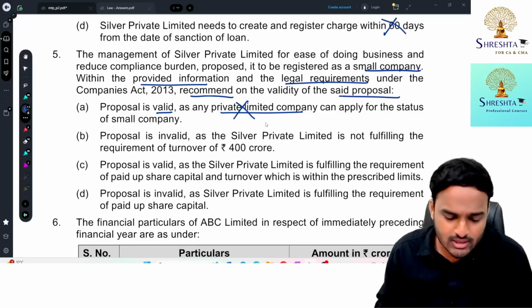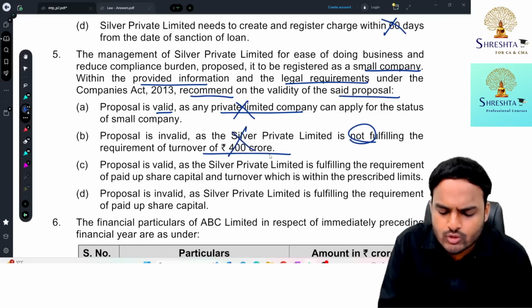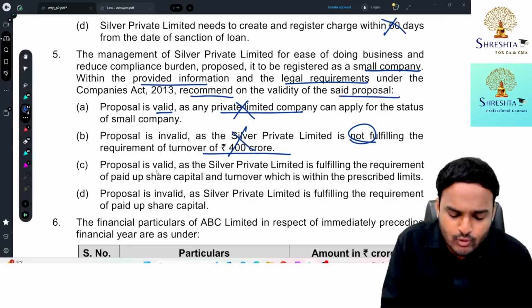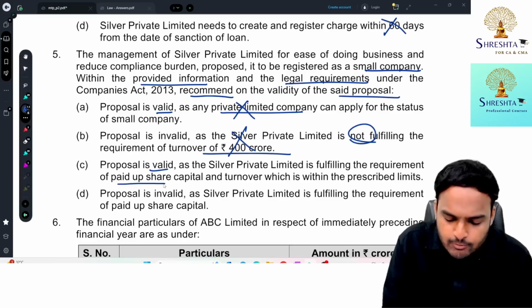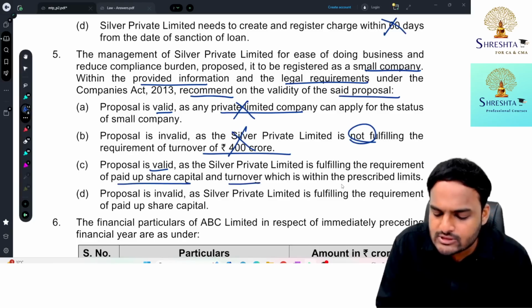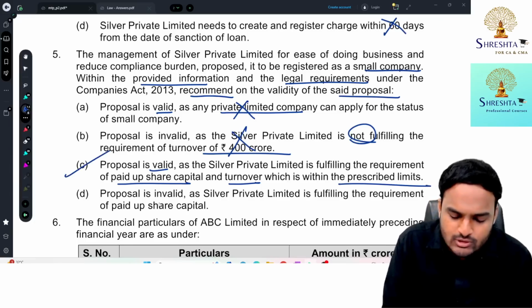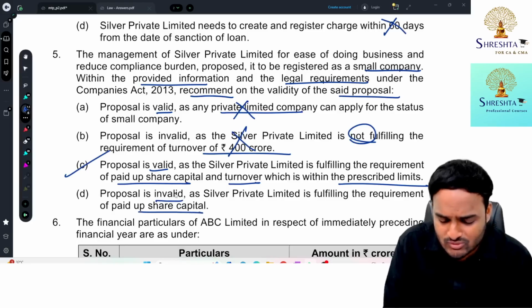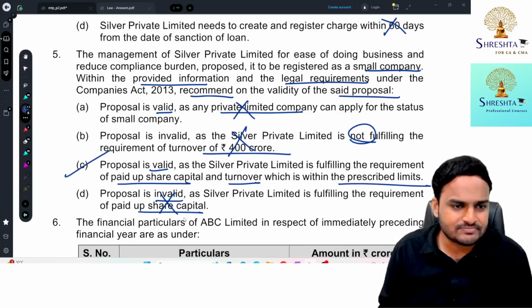Option A is wrong. Proposal is invalid as Silver Private Limited is not fulfilling the requirement of turnover of 400 crores. Wrong option. It is a small company, first of all. Proposal is valid as Silver Private Limited is fulfilling the requirement of both paid up share capital and turnover, which is within the prescribed limit. So option C is correct. Proposal is invalid as Silver Private Limited is fulfilling the requirement of paid up share capital alone. So this is also wrong option. So the correct option is option C.